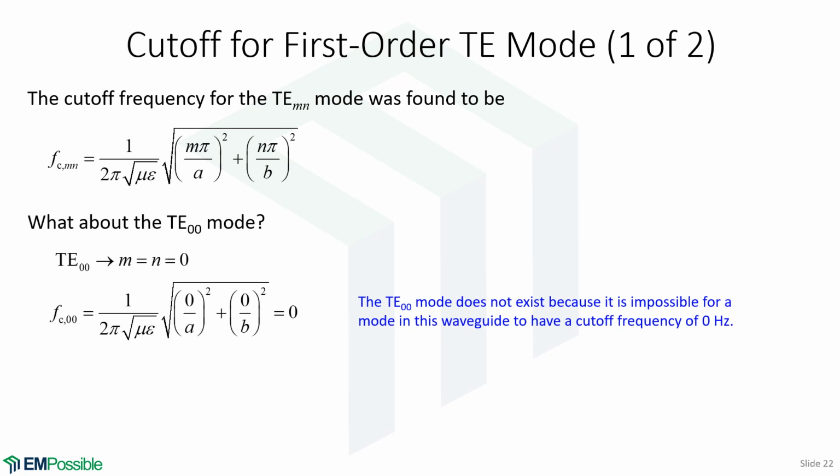What about the TE00 mode? Let's plug in 0 for m and n. Well, if we do that, we get a cutoff frequency of 0. That doesn't make any sense. We know that this is not a transmission line. It has to have a cutoff frequency. So what we conclude is that when m and n are both 0, that is not a valid mode. So the TE00 mode does not exist.